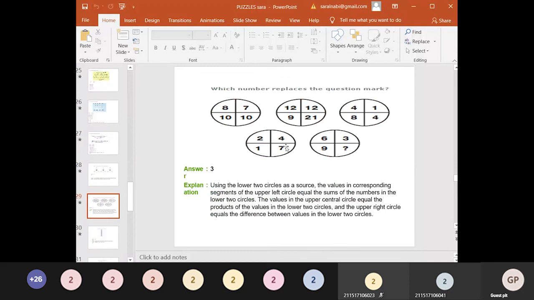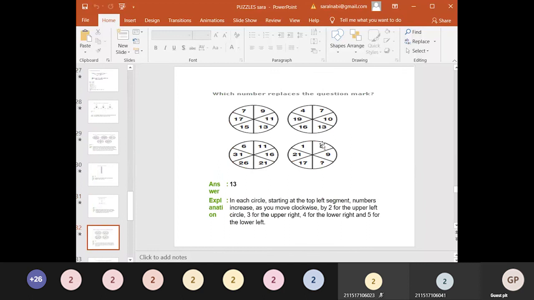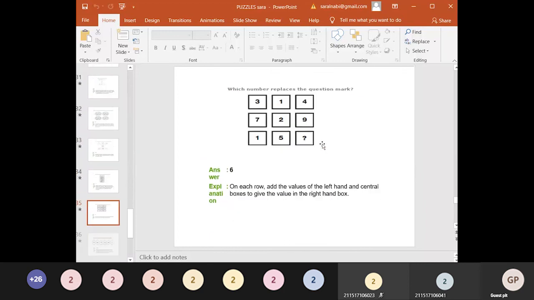Okay. So by using the bottom circles as the source, they have given the top 3 circles. The first one is addition, the middle one is multiplication, the last one is subtraction. So for this logical puzzle, actually, we need to solve more problems, and that will give you more practice to solve.